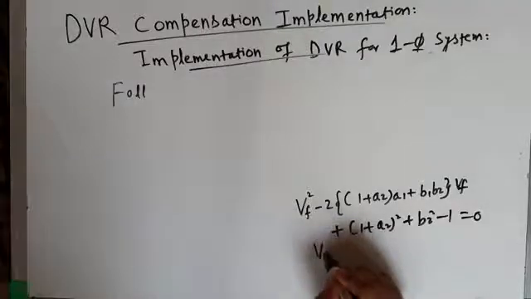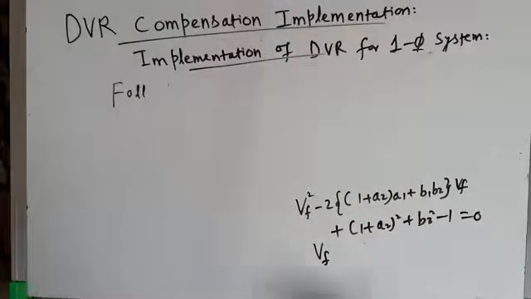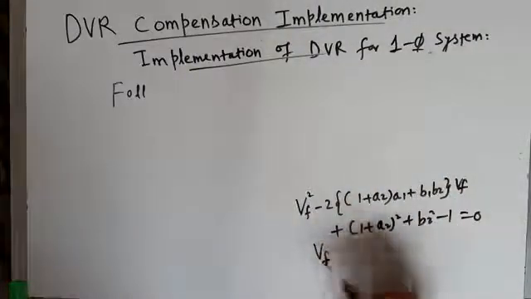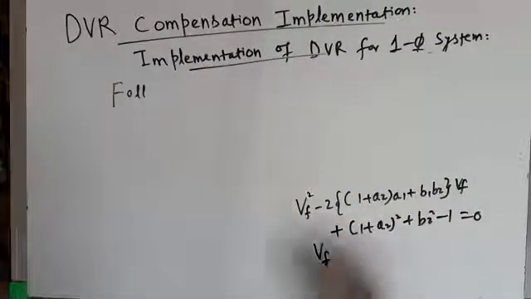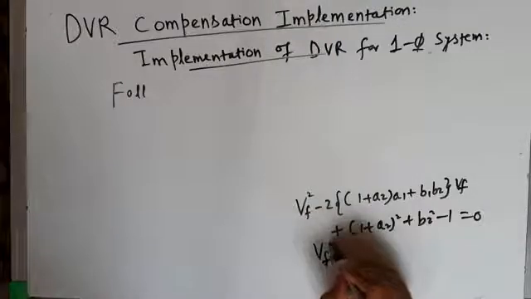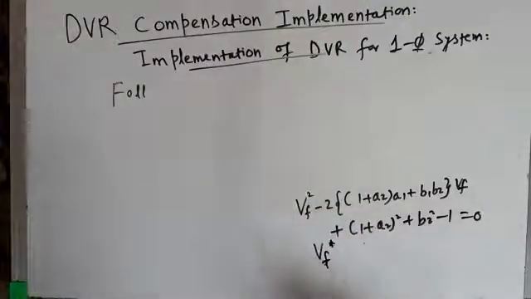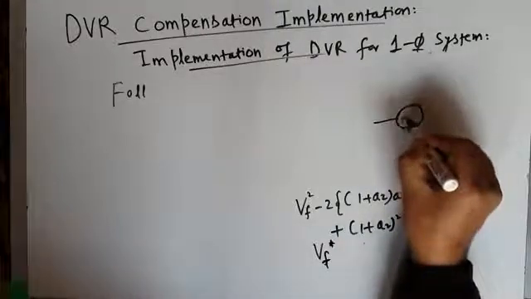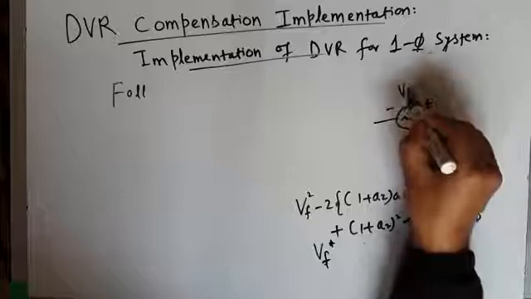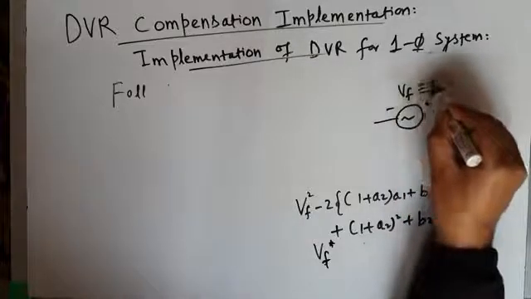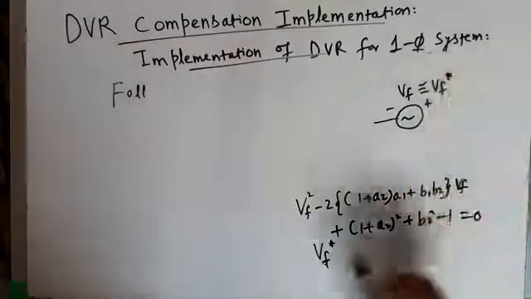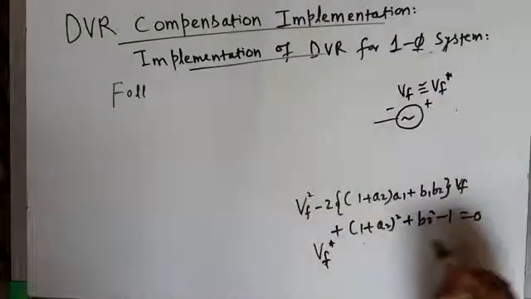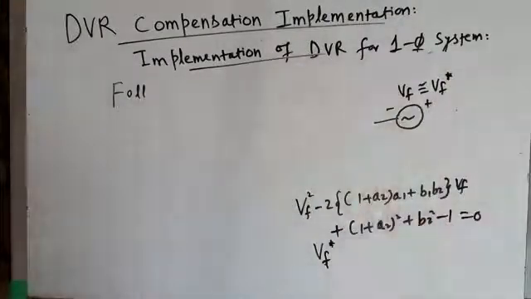And from here, the DVR injected voltage will have two values, which will give two solutions, A and B. For smaller rating of the DVR, we will take the lower value of Vf, and that will be our Vf star. That is the reference filter voltage or reference compensator voltage. And then the DVR should inject that voltage. When you implement the DVR, it should act as a voltage source, and it should inject a voltage Vf which is very nearly equal to this reference injected voltage, which you get from this equation. It should be very nearly equal to Vf star.